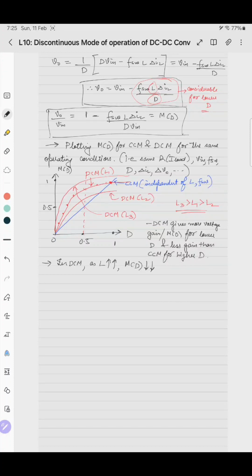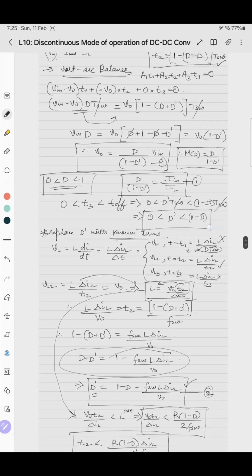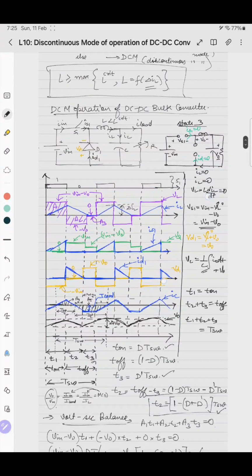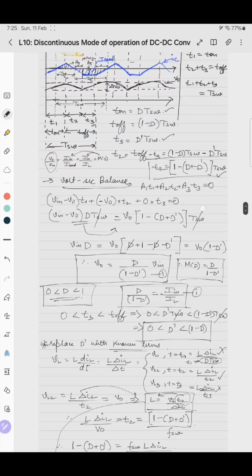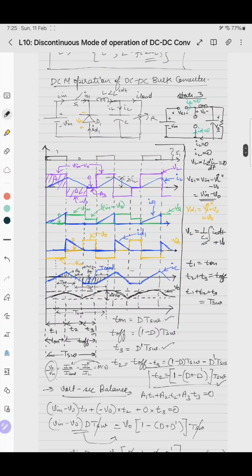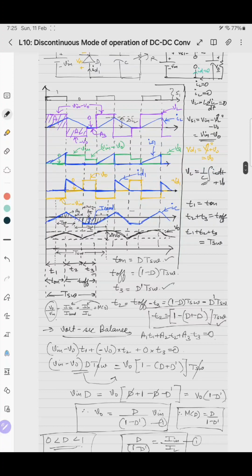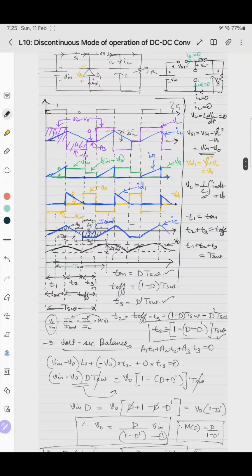In this lecture we saw the steady state analysis for the DC-DC buck converter. We can use a similar approach for a boost converter and derive it basically. So we'll see in the next lectures about higher order DC-DC converters.